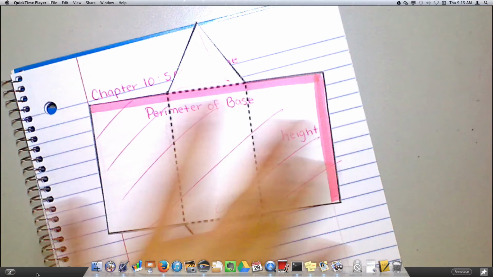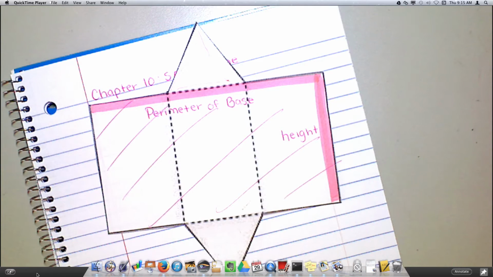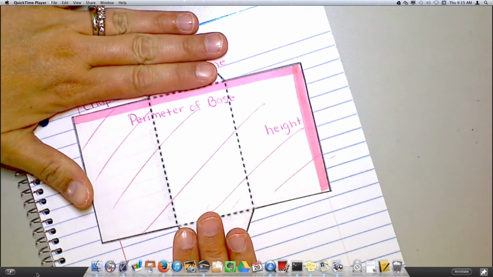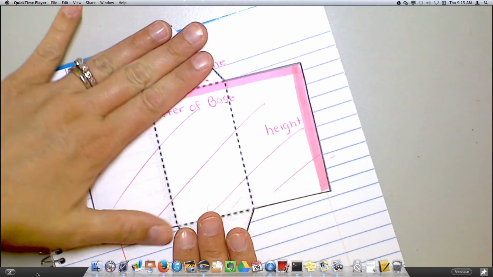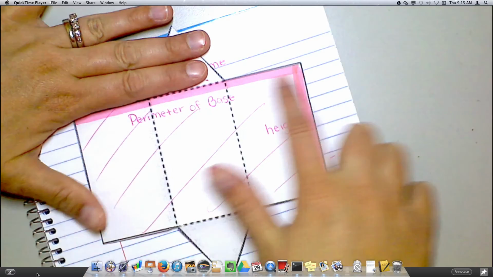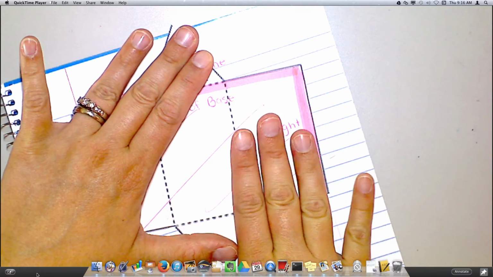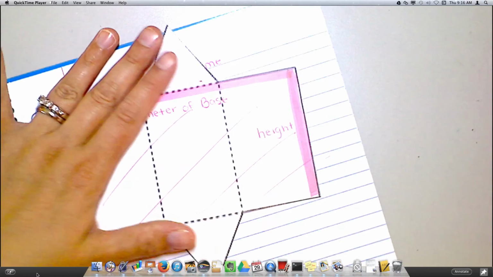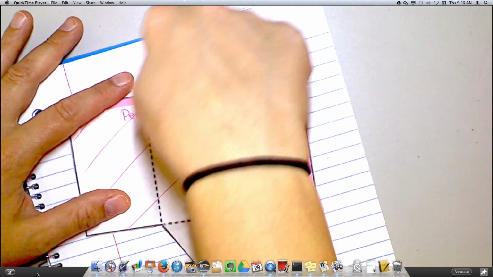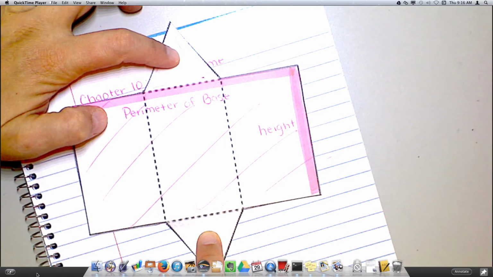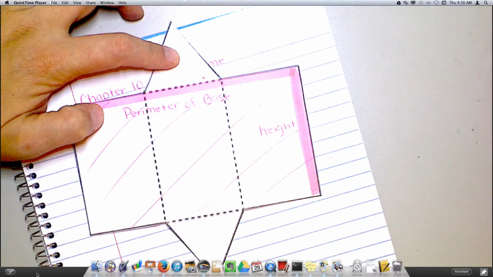Now, what's the difference between lateral area and surface area? If I just wanted lateral area, I wouldn't include these triangles. I would just do that rectangle. So lateral area would just be perimeter of the base times the height. That's lateral area. When I want surface area, I take the perimeter of the base times the height, and add the area of this triangle and this triangle. Are these two triangles exactly the same? So could I just find the area of one and multiply it by 2?